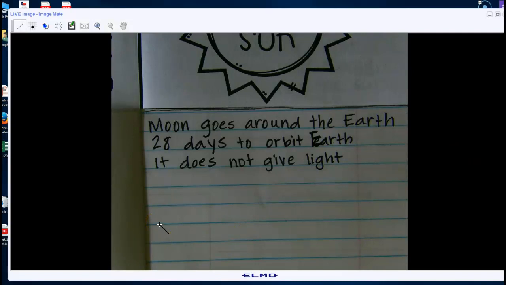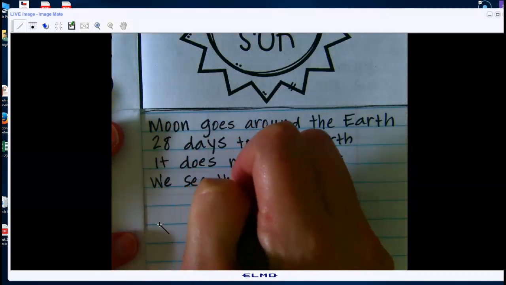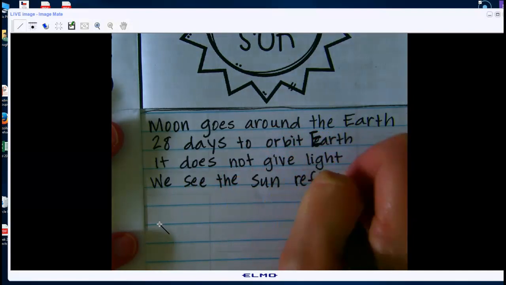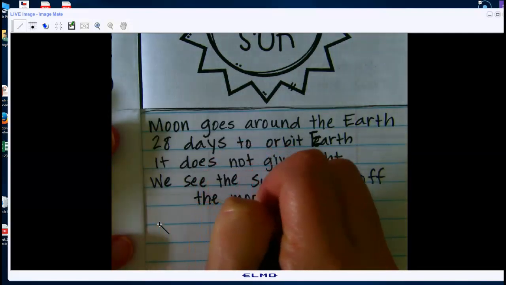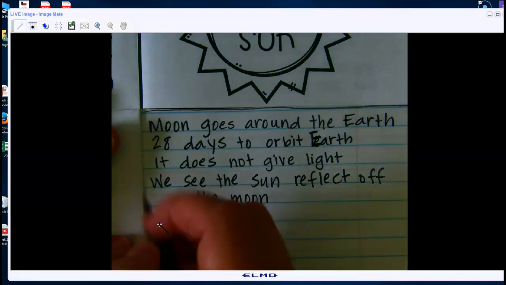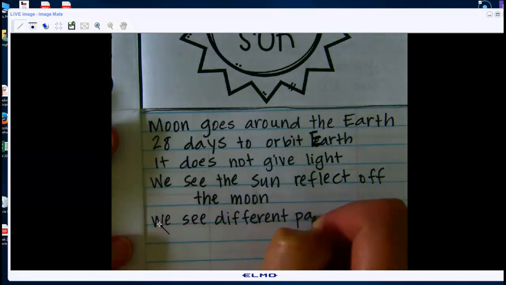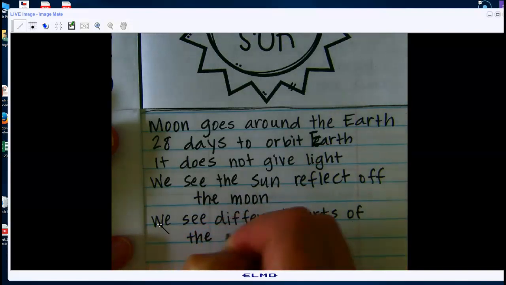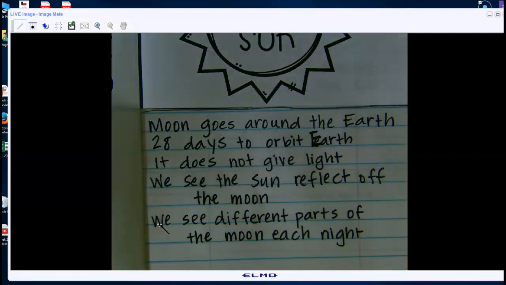Okay, so does the moon actually change shapes? No, it doesn't change shapes. We see the sun reflecting off the moon. Reflect means the light bounces off of it, off the moon. And then we see different parts of the moon each night. Sometimes we can only see a little part because the sun's kind of blocking it. I'll let y'all fill that out. And then we'll go back to our investigation.